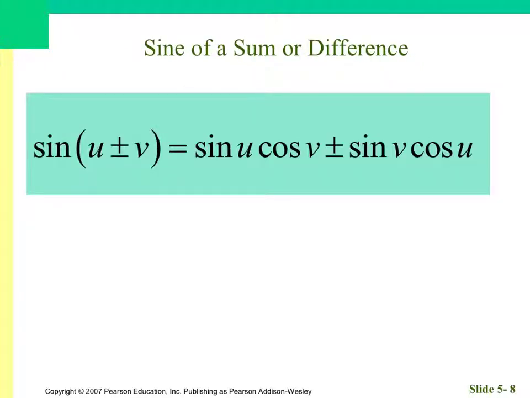So sine of u plus or minus v equals sine u cosine v. So let's look at this. Sine is a little different. It goes sine of the first, cosine of the second, plus or minus sine of the second, cosine of the first. And the plus or minuses match each other. So let's try one.